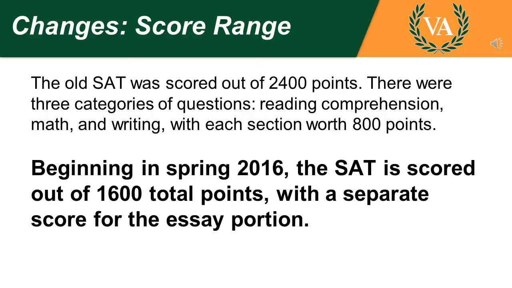Now, the old SAT was scored out of 2,400 points. There were 3 categories of questions: reading comprehension, math, and writing, and each section was worth 800 points, with a total possible score of 2,400 points once the scores from each section were combined. Beginning in spring 2016, the SAT is scored out of 1,600 total points, with a separate score for the essay portion. There are only 2 sections on the test now: math and evidence-based reading and writing, both worth 800 points, and adding the score from both of those sections together gives the total score out of 1,600 points.